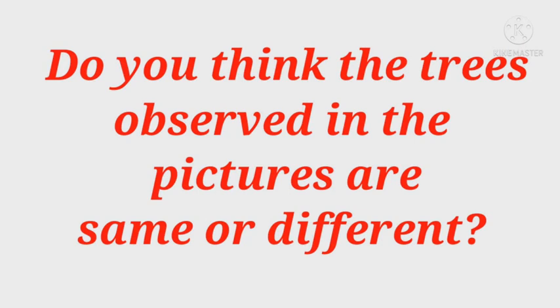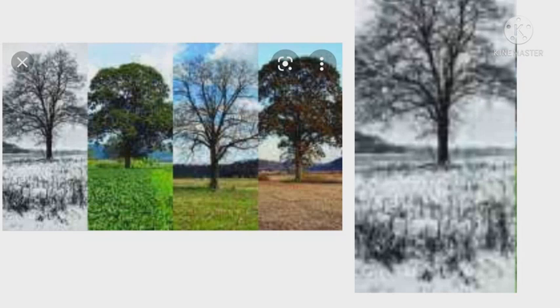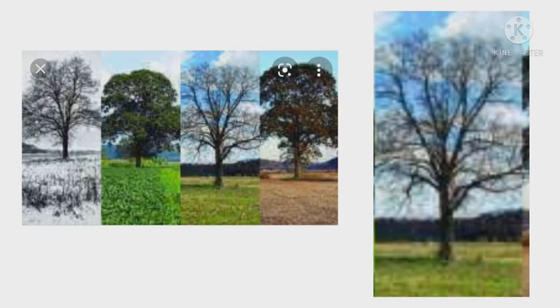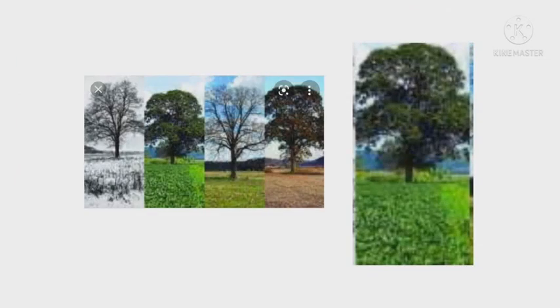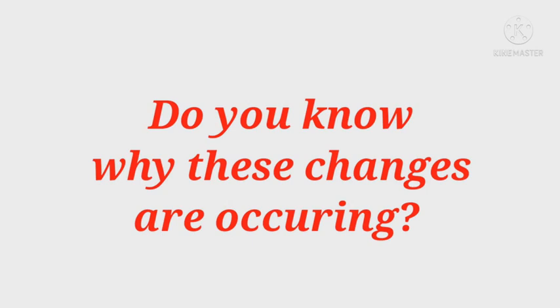Observe the picture given below carefully. Do you think the trees in the pictures are the same or different? What are the changes you can see in the trees? In the first picture, you can see that the tree and its surroundings are covered by snow. It is a kind of soft ice. In the third picture, you can see the same tree sprouting leaves. There is no snow. In the second picture, the same tree has fully grown leaves. In the last picture, ripe red leaves are falling from the same tree. Do you know why these changes are occurring? Yes, that is right. That is the reason of seasons.